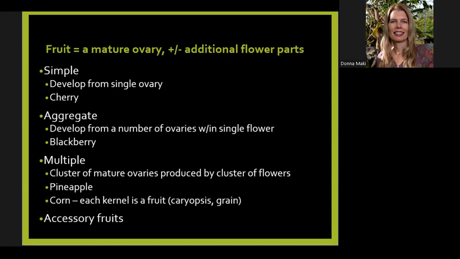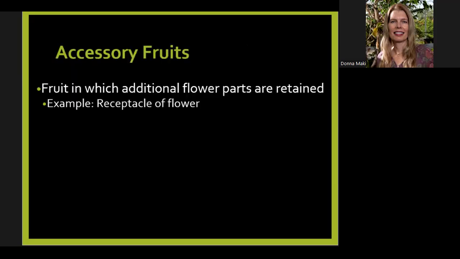All right, I think we left off here. So simple is from a single ovary. Aggregate is one flower with many ovaries. Multiple is many ovaries, many flowers, so that's an inflorescence. And then accessory means that they accessorize with other flower parts to make up the fruit. So the next slide gets into that a little bit.